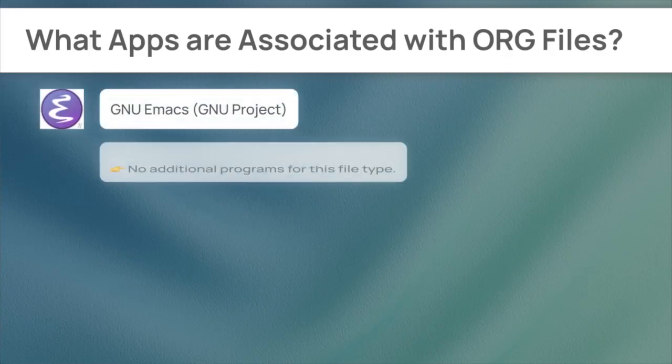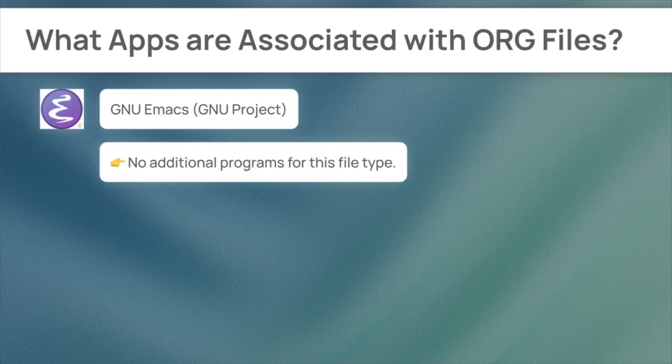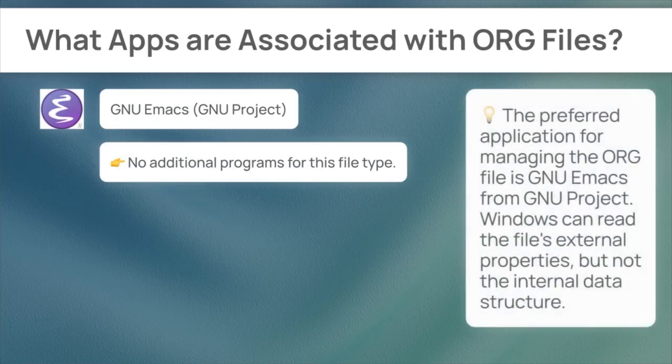GNU Emacs from the GNU Project is the core program designed for the ORG structure. Windows can show the file exists, but cannot perform color space correction or rendering. Windows may preview the page, but complete editing relies on compatible document software.